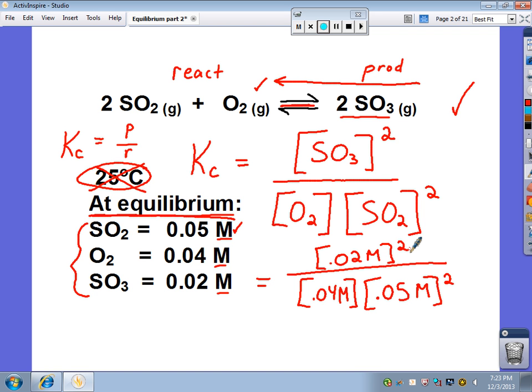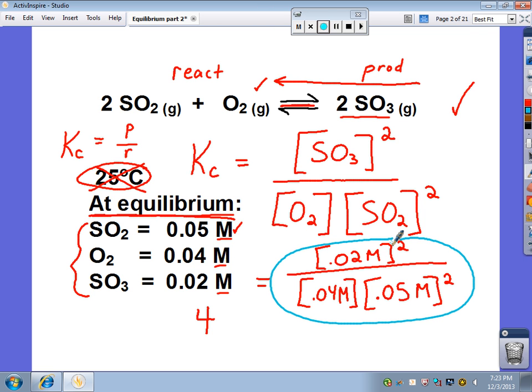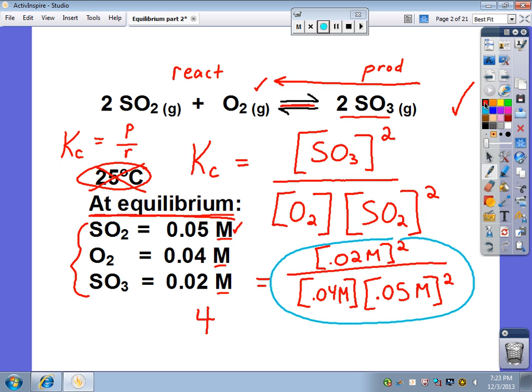So if I do that, I'm going to find the value for Kc at 25 degrees Celsius for this specific equation. And when I do my math, I come up with a value of 4. So solving this equation right here with these values, I come up with a value of 4. And that 4 is equal to Kc.